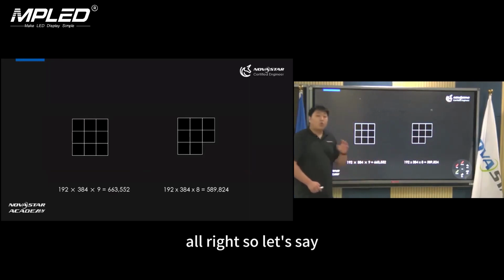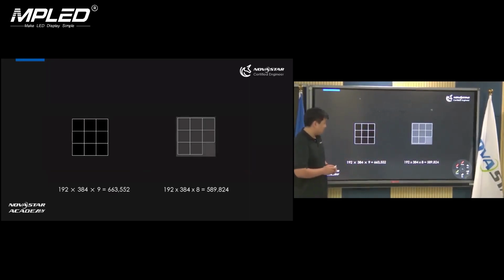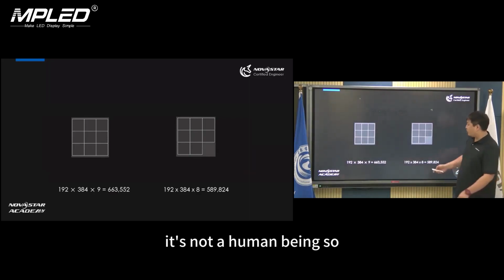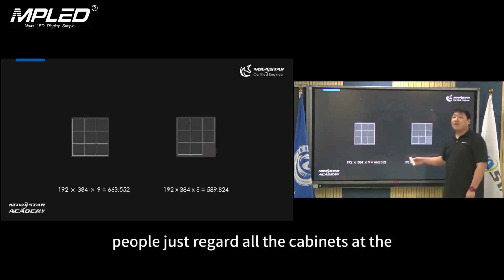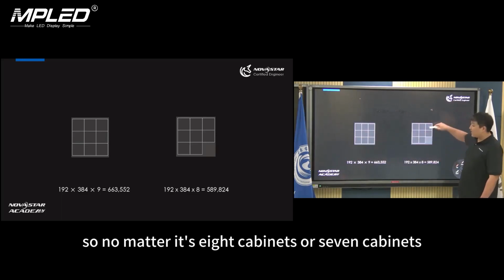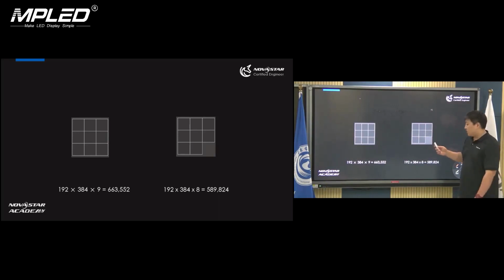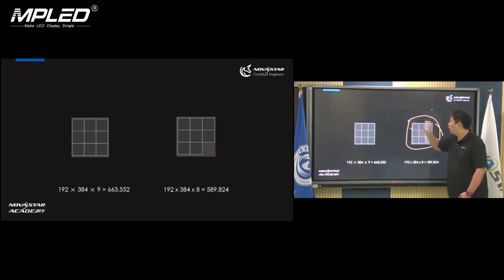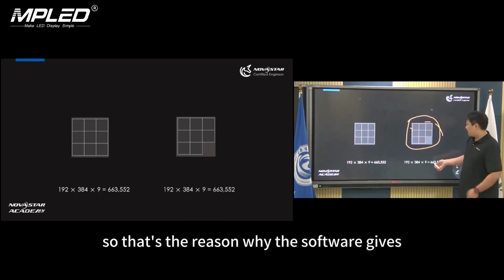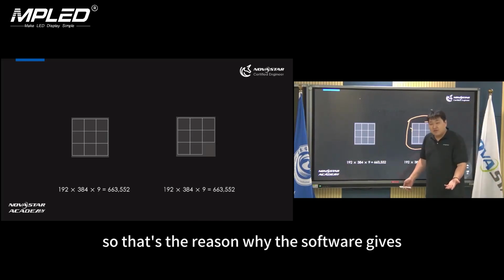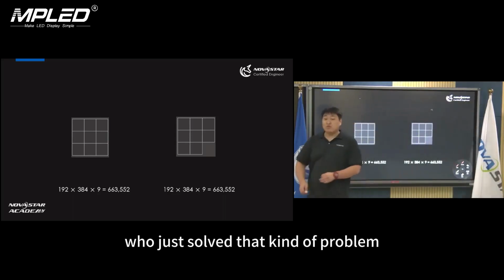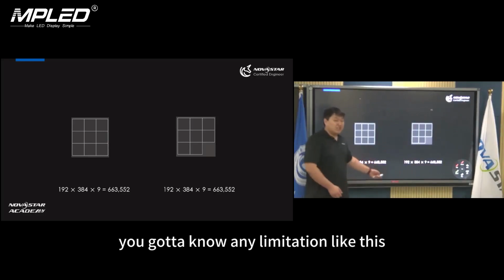All right, so let's see why it exceeds. The system is always the system. It's not a human being, so it regards all the cabinets as a full rectangle. So no matter if it's 8 cabinets or 7 cabinets, it's always recognized as 9 cabinets, the full rectangle. That's the reason why the software gives the exceeded warning. And also the MX40 Pro will solve that kind of problem. It has no limitation like this.